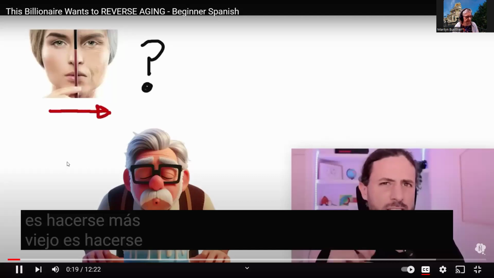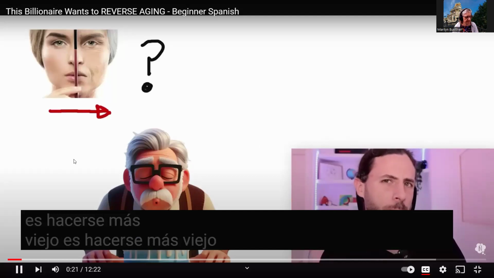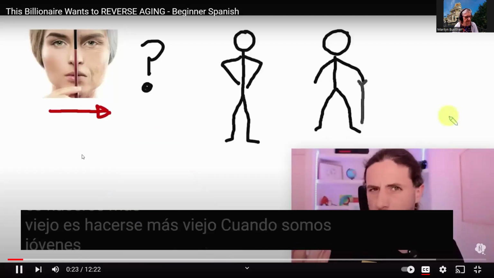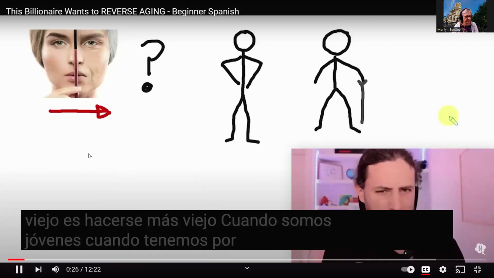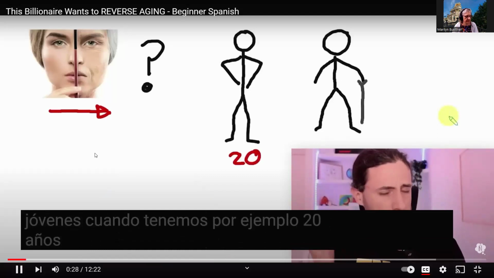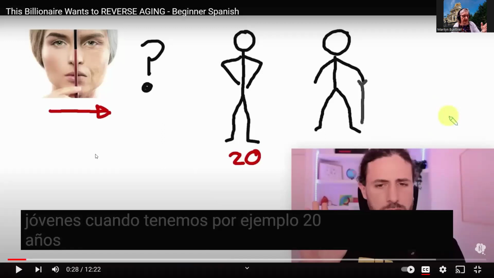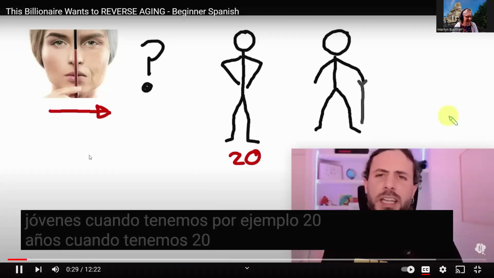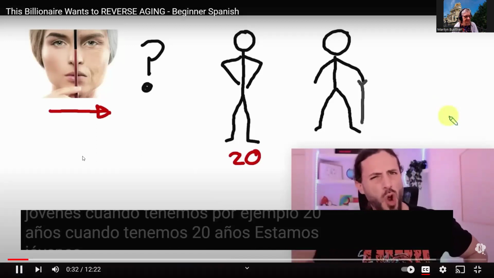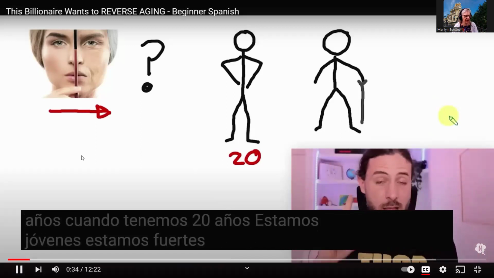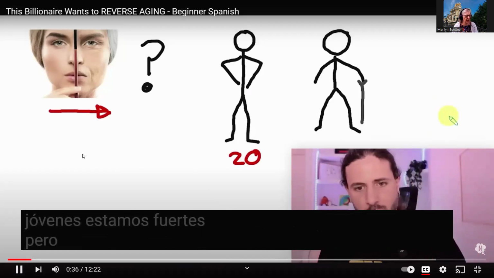Es hacerse más viejo. Cuando somos jóvenes, cuando tenemos, por ejemplo, 20 años, when we're young, when you're, for example, 20 years old. And here again, we have one of those tener idioms, when we have 20 years, right? When we say we are 20, but in Spanish, you have years. Cuando tenemos 20 años, estamos jóvenes, estamos fuertes. We look young. We feel strong.